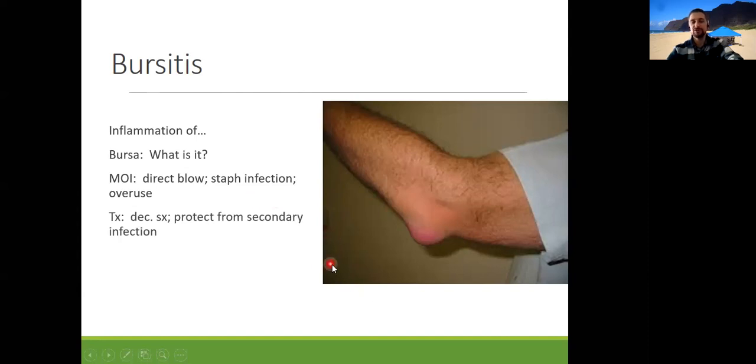Obviously, if it's a staph infection, they need to be on antibiotic medications, in which case you're going to need to refer. But if they just fall and hit the elbow and it swells up like that, it's just basic conservative care. So like ice and anti-inflammatories and gentle therapeutic exercise.